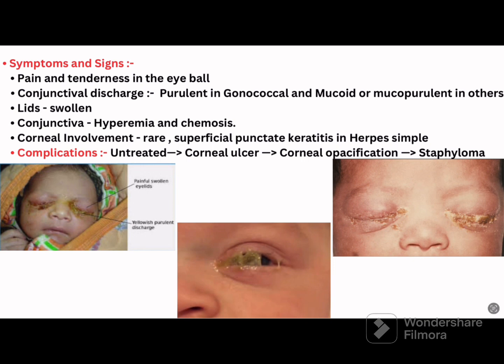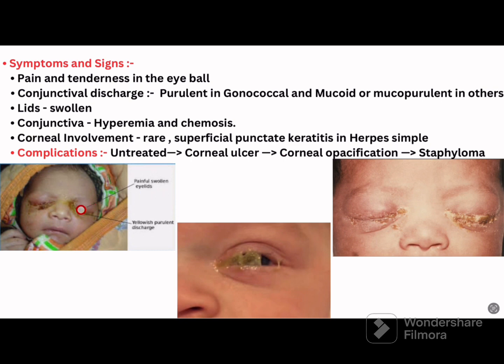Let's learn about the symptoms and the signs now. So what you observe is the discharge. The mother usually complains that the baby is having discharge from the eyes or tears from the eyes. Because a baby cannot complain, when you observe carefully, you can see that the conjunctival discharge is present. Depending upon the causative agents, the conjunctival discharge differs. If you see gonococcal, it will be purulent, whereas in others it will be mucoid or mucopurulent.